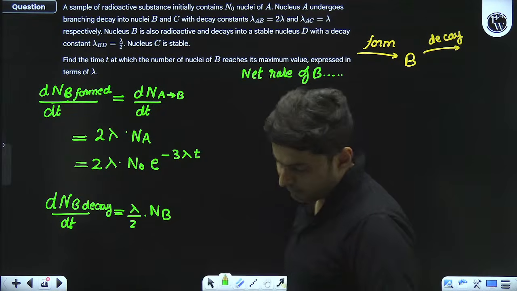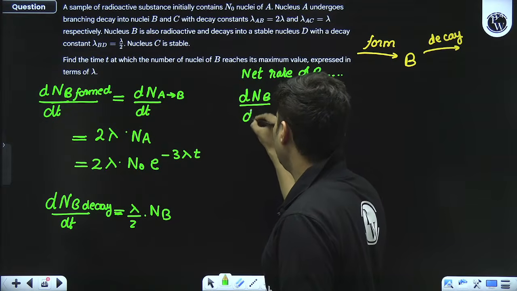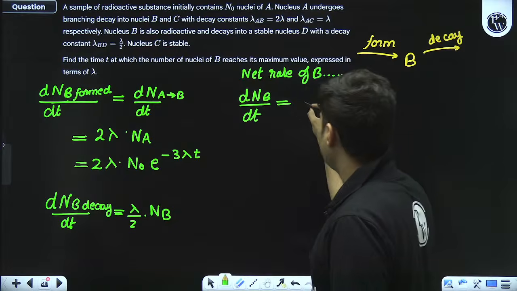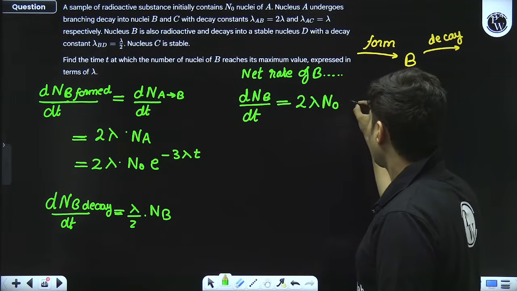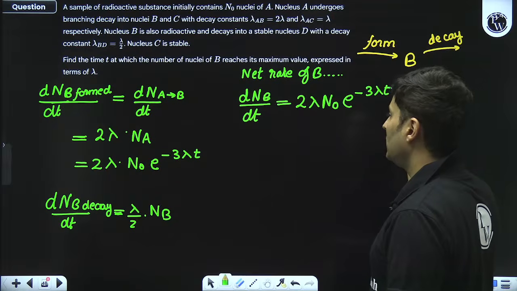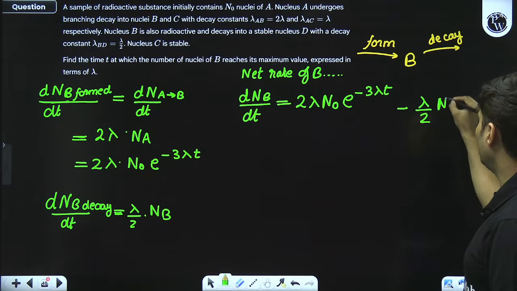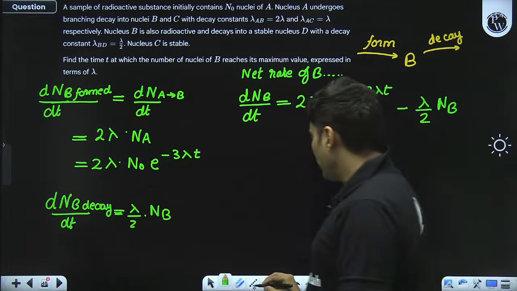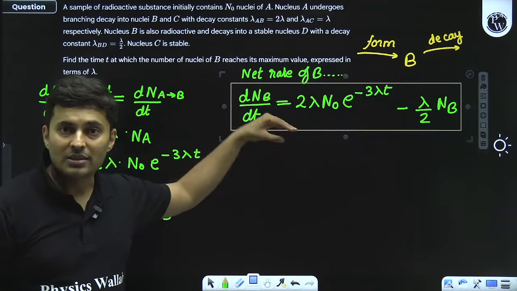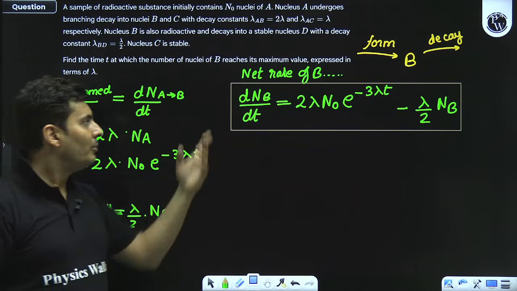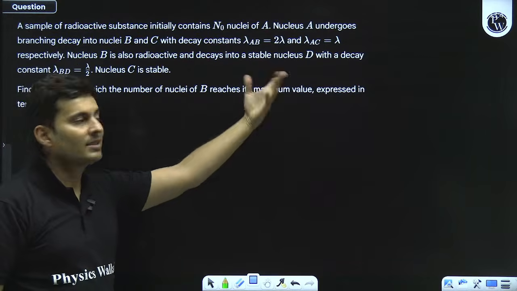Yeah, everyone? Okay, so the net rate at which B will be formed, so dNB by dt is equal to this minus this, so 2 lambda n naught e to the power minus 3 lambda t minus lambda by 2 into NB. Okay, perfect. Now this is a very, very important equation. From this only we get everything. This was what I wanted, because only while solving this I will get when will B become maximum. That's the question, if you notice. The question is exactly that. When will B reach its maximum value?